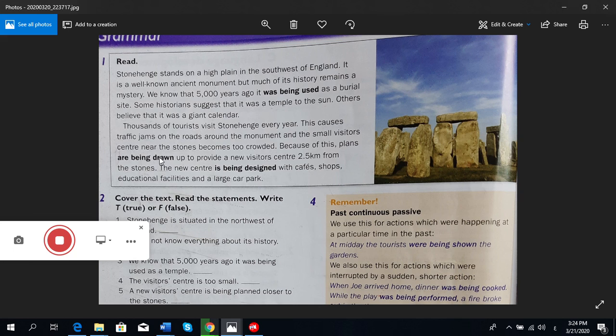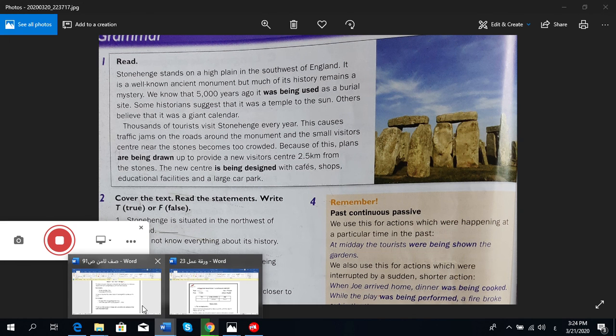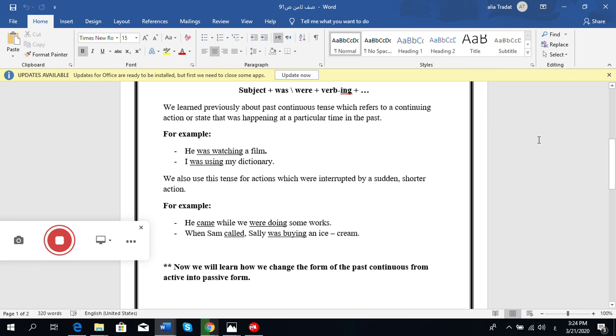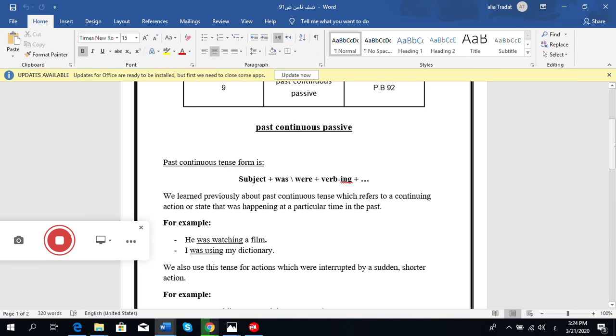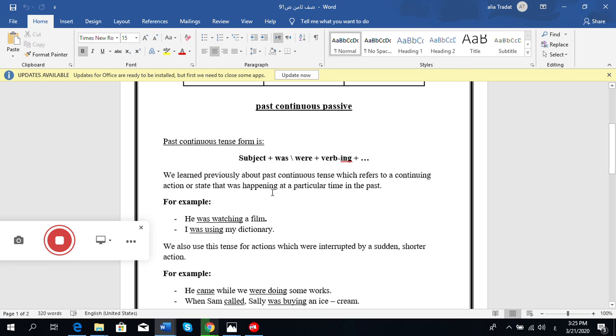Plans are being drawn. This structure, I think it indicates what? It is present continuous passive. Okay? And this one, it was being used. This is past continuous passive. If you remember, this is our rule. Let me just remind you with past continuous passive. I sent these papers for you. Past continuous passive, the structure was in active sentences as subject plus was or were, was for singular subject, were for plural subject, plus verb with ing.